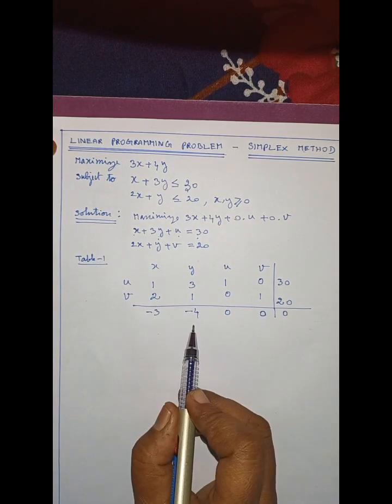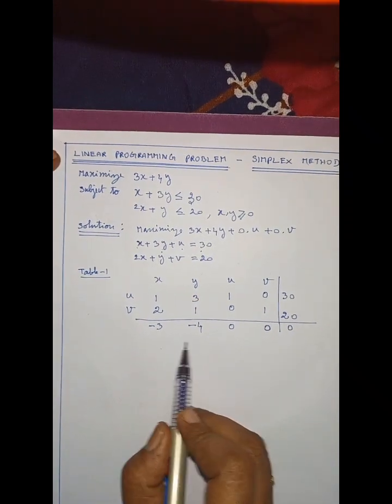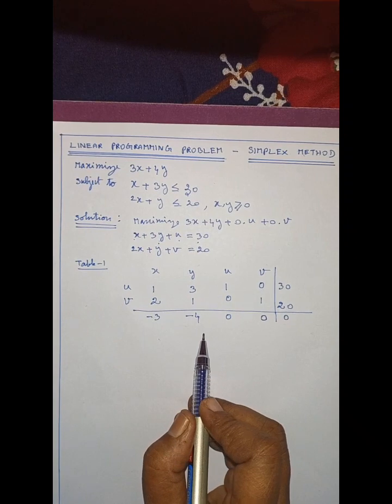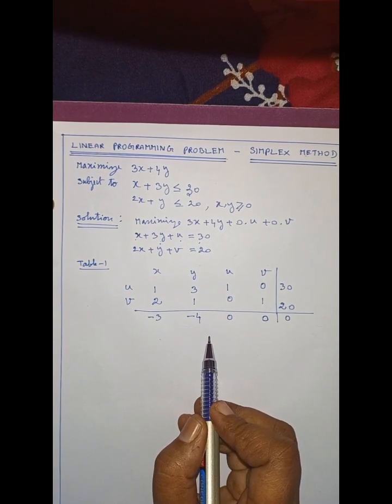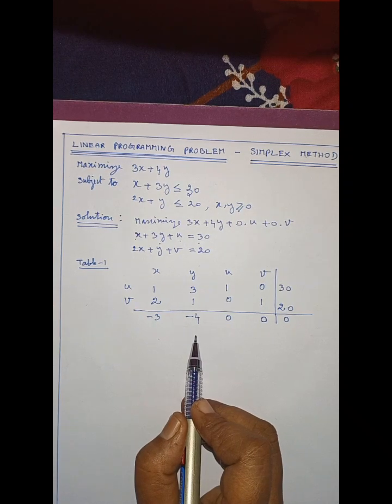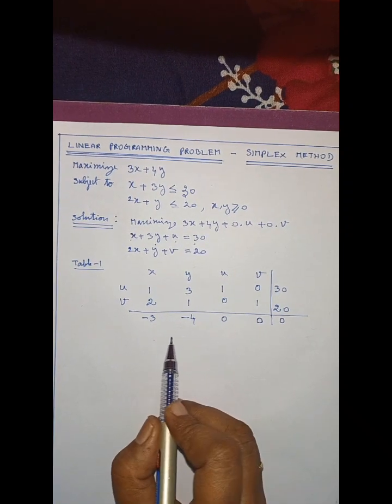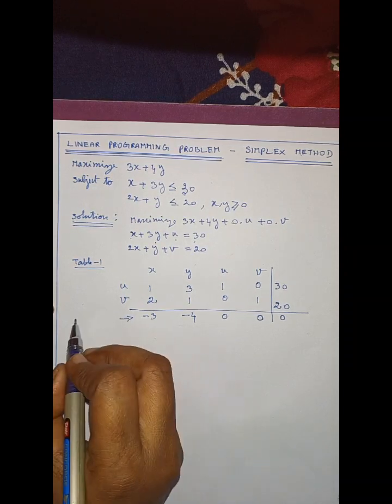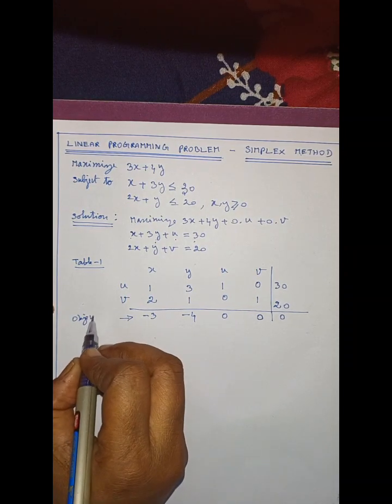So this is the basic solution. This is the result of the first iteration. After finding any one solution, we have to do the optimality test. We have to check whether the present solution is an optimal solution or not. For that, we have to check the objective row. The very last row is called the objective row.